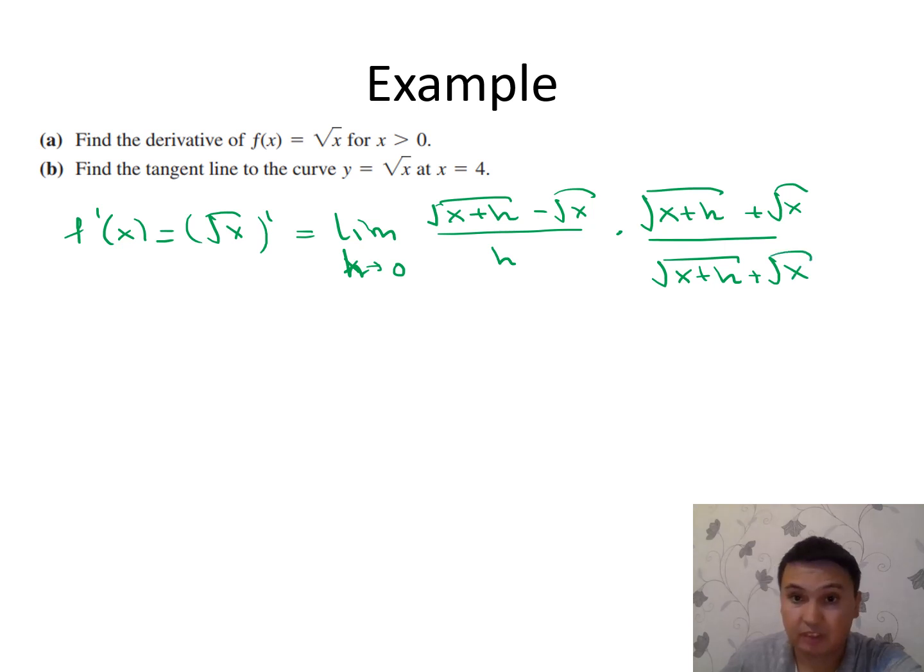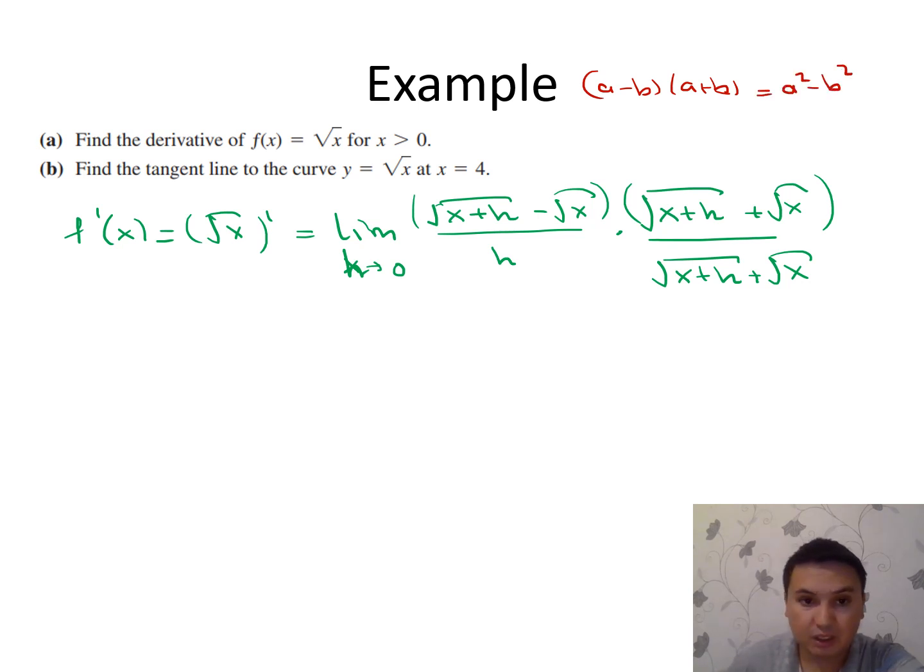So let's multiply by its so-called conjugate, by the plus of it, and see whether that helps. We don't know if it helps. So what do we see at the top? It resembles the formula a minus b times a plus b, where a is the square root of x plus h, and b is the square root of x. We know that this formula gives a squared minus b squared, right?